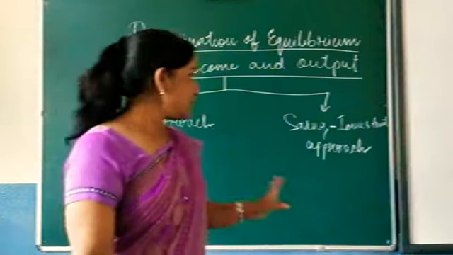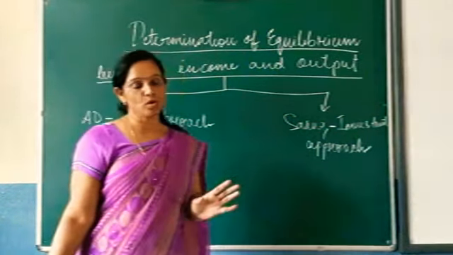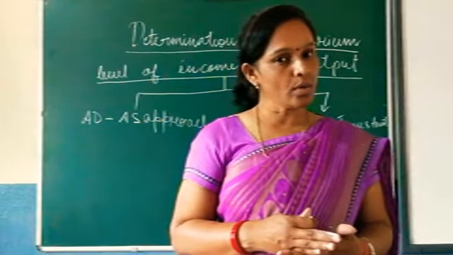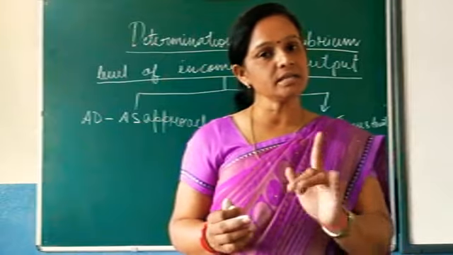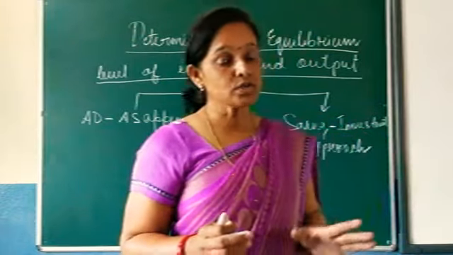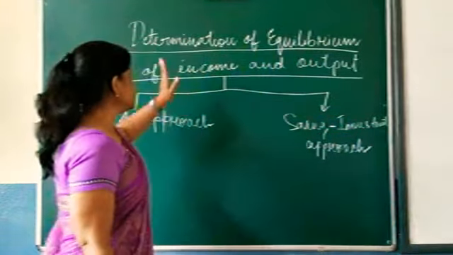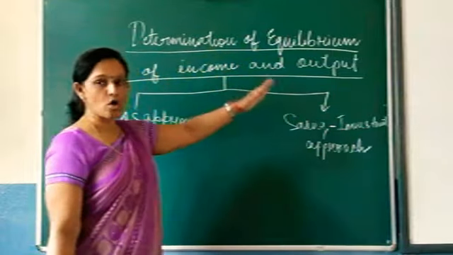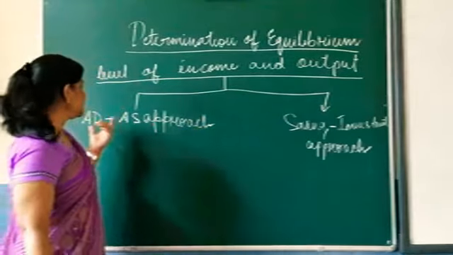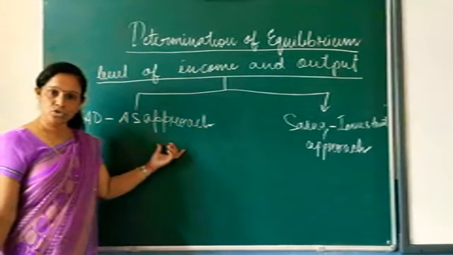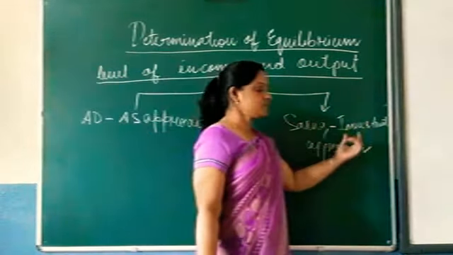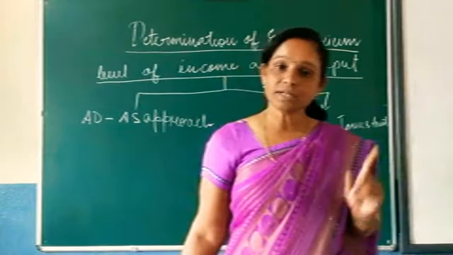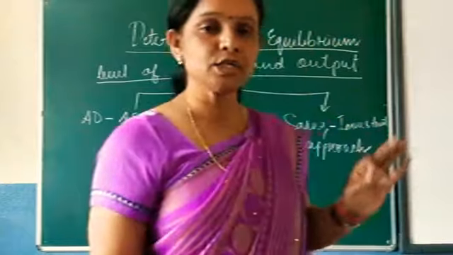So today we are going to study the last topic of the chapter. Last topic, the two topics, and one question you will definitely get in 6 marks, that is determination of equilibrium level of income and output through two methods, that is AD-AS approach, saving investment approach. Is it clear? So one question you will definitely get in 6 marks, that is for sure.